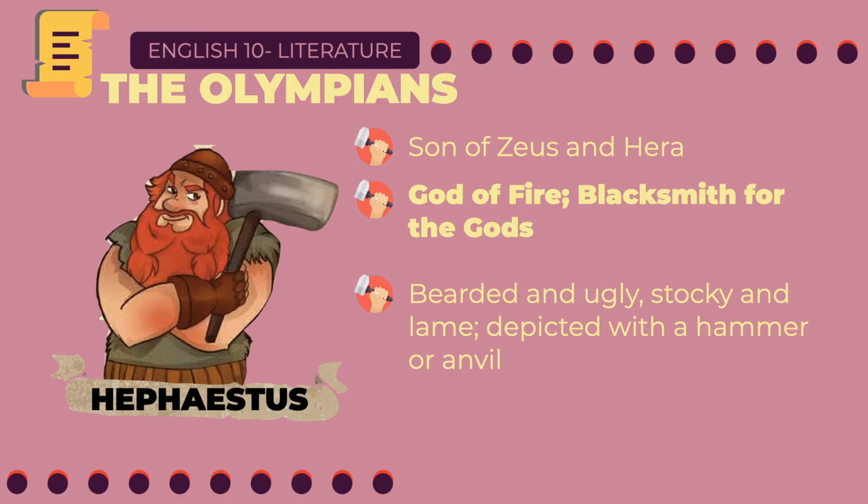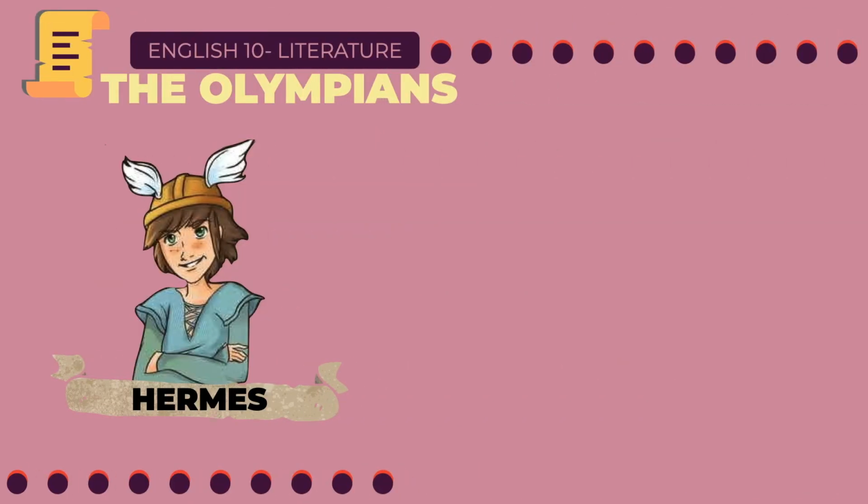Even though he is an ugly god lamed by his own mother, he was the husband of none other than Aphrodite herself. Half-brother of Ares and Hephaestus is Hermes.